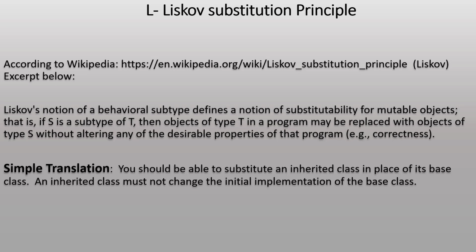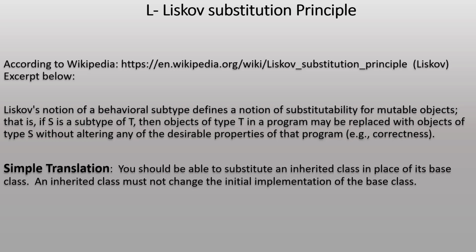This one sounds really scientific. This is the Liskov substitution principle, and there's a definition of it on Wikipedia. Get this. Liskov's notion of a behavioral subtype defines a notion of substitutability for mutable objects. That is, if S is a subtype of T, then objects of type T in a program may be replaced with objects of type S without altering any of the desirable properties of that program. Correctness. Gosh, what the heck does that mean?